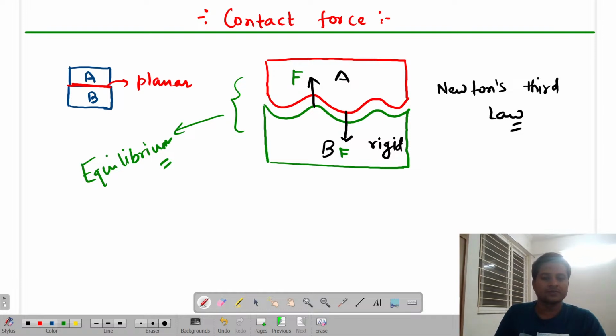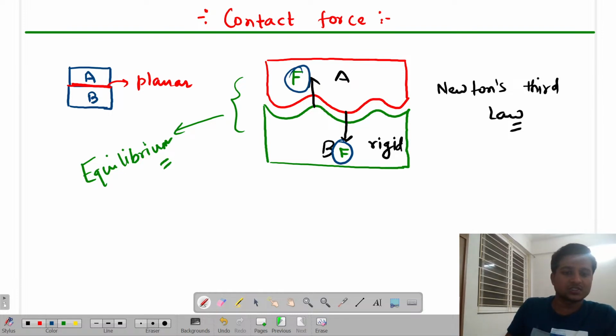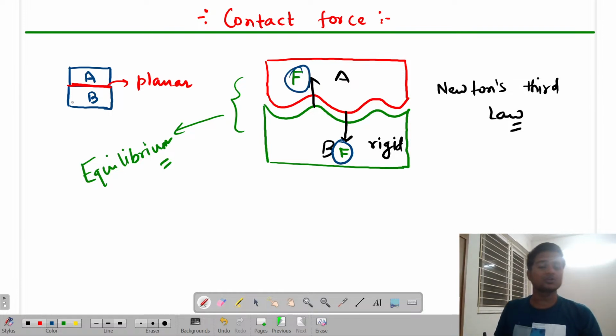Is this clear or not? And this appearance of two equal and opposite forces only appears when B is placed on top of A, or when A is placed on top of B. Are you able to get me? If I would not have placed it, then these forces F and F would not have appeared, isn't it?